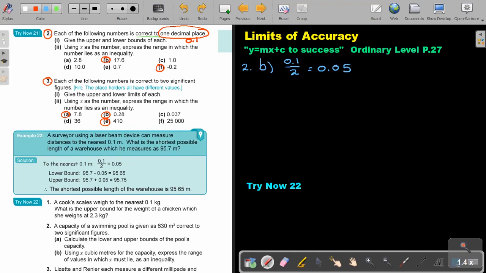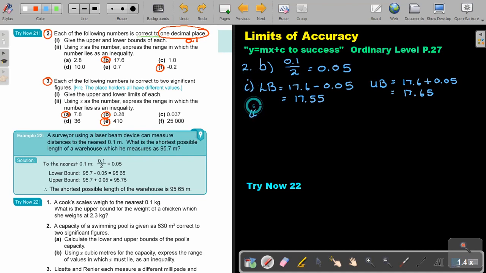So this is going to be 0.05. Now I'm just going to find my lower bound. I'm going to take the value and subtract 0.05. If I do that, I'm going to get an answer of 17.55. And for my upper bound, I'm going to take still 17.6, and now I'm just going to add 0.05. So I'm going to get 17.65.